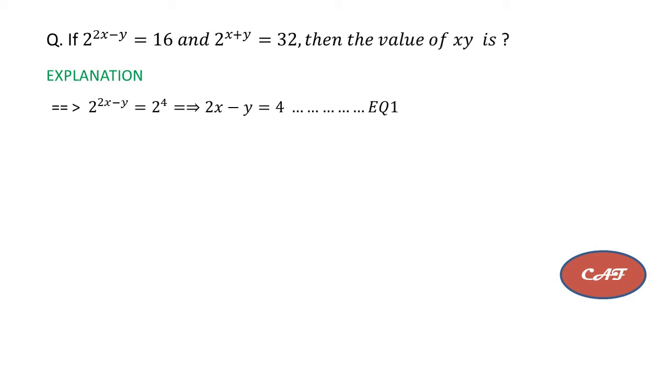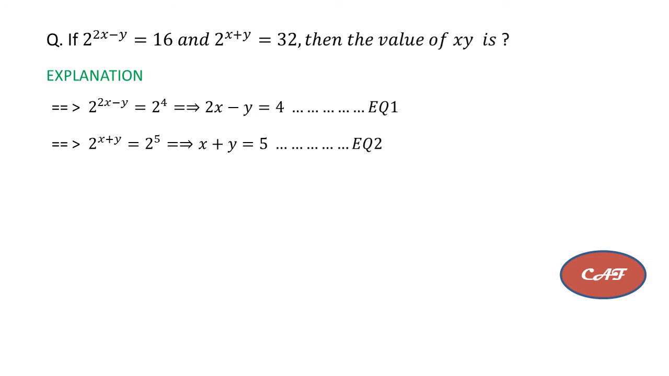This I am assuming is equation 1. Next one, 2 power x plus y is equal to 32 is there. I am converting in terms of 2 powers. So 2 power 5 is equal to 32. So here also I am taking the powers as equation 2. If you see, x plus y is equal to 5 is equation 2.